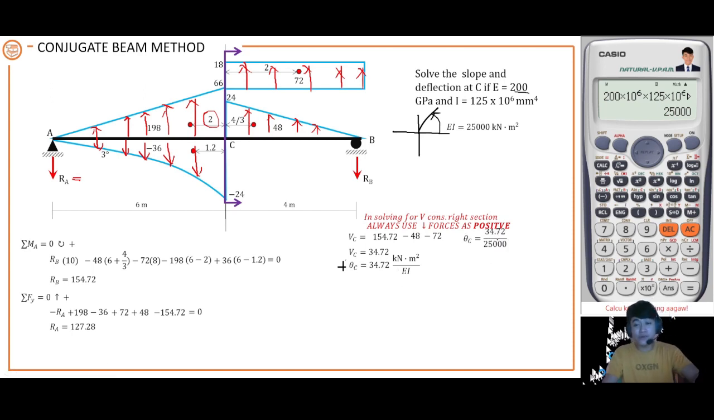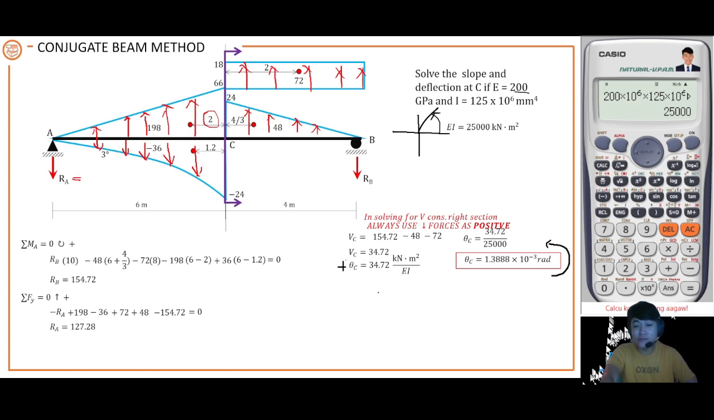So I have 34.72 over 25,000, the value of EI. So therefore, in radians, the slope at C is 1.3888 times 10 raised to negative 3 radians. Okay, so again, that value means a counterclockwise rotation. Again, a positive slope is a counterclockwise rotation.